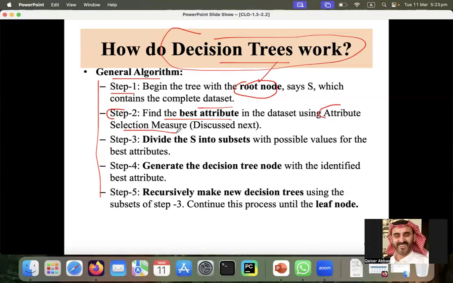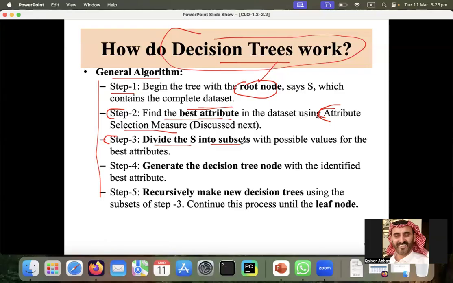This topic will come next. You cannot find the best attribute manually. You have to use some measure which is available in machine learning, which is available in Python. You only have to give your input into it and it will do the work for you. So we can select the best attribute by using some attribute selection measure. It will come next. But the step is to find the best attribute. When you have the best attribute in your hand, the next step is splitting. Divide the S, that root node, into subsets.